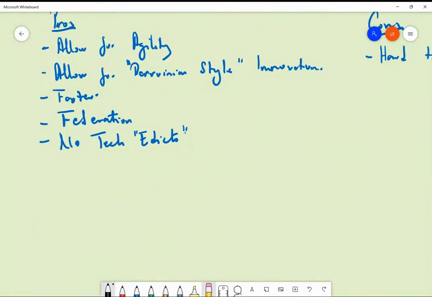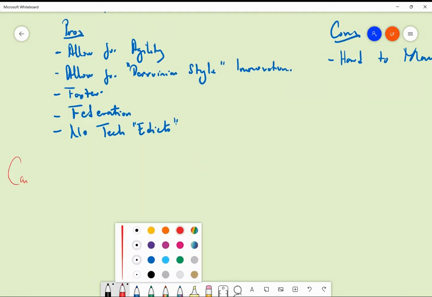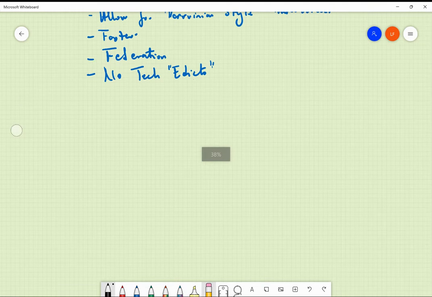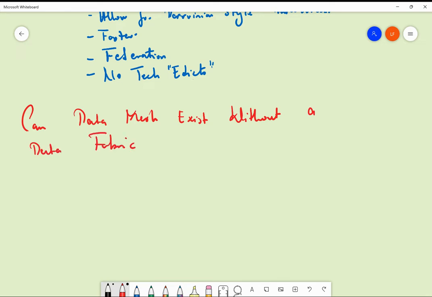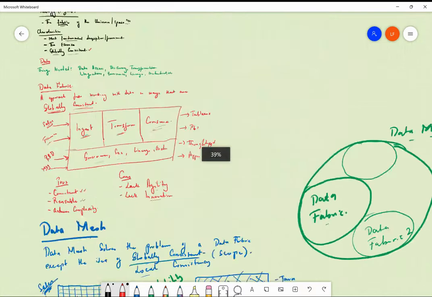So we talked about a lot of things. Now I want to address one question before we start wrapping this up. So the question would be, let's use this in red. If I can get this to a bigger pen, that would be great. Let's use this. So our question now is, can a data mesh exist without data fabric? That's the question.